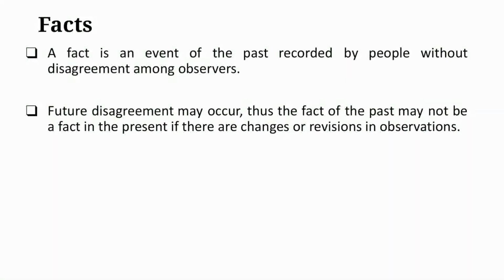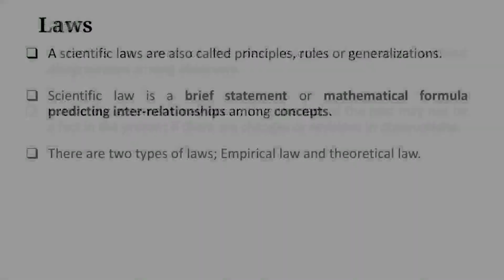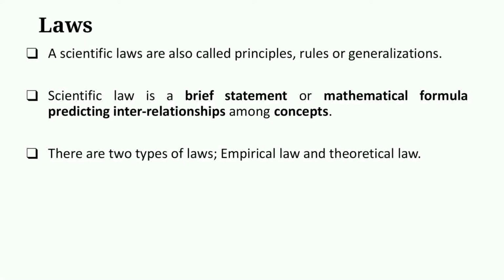The next form of knowledge is facts, which is an event of the past recorded by people without disagreement whatsoever among observers. Future disagreements may occur though, but when that happens, then the past knowledge becomes obsolete with respect to the present one. The third aspect of knowledge is laws.